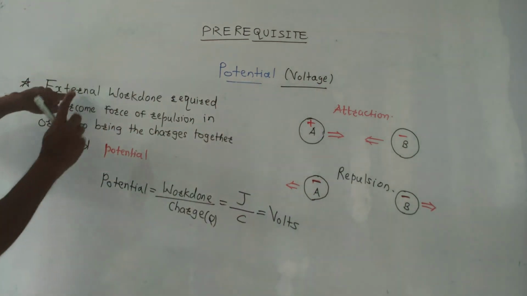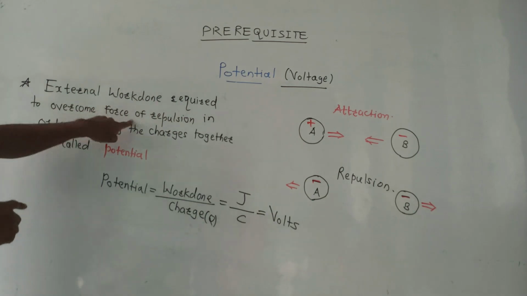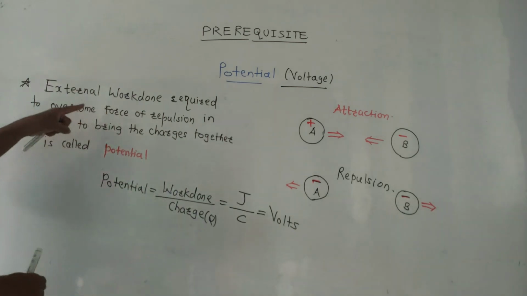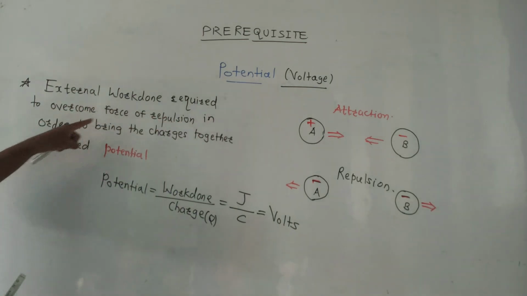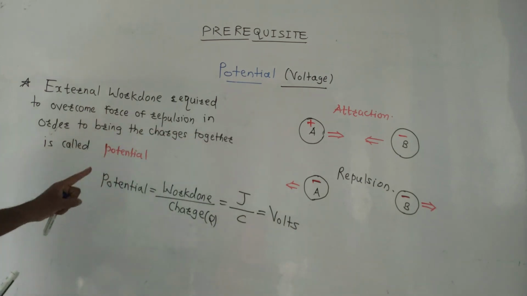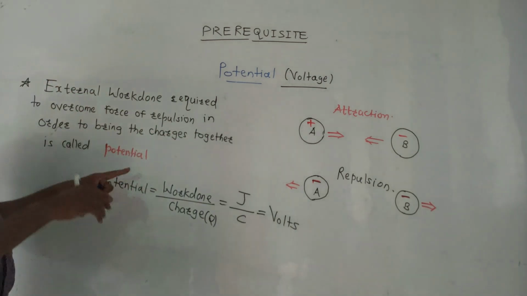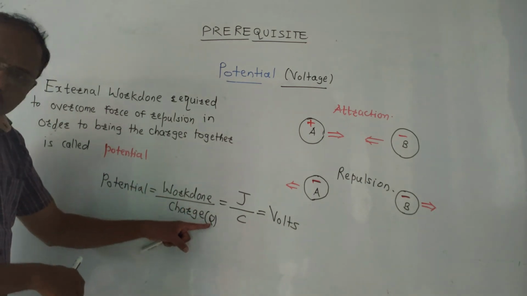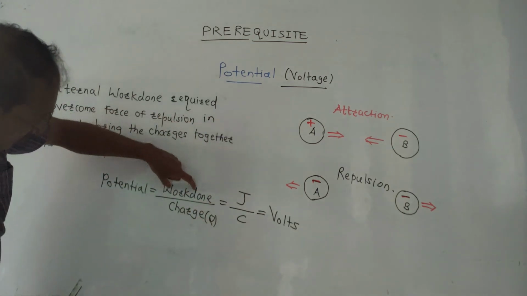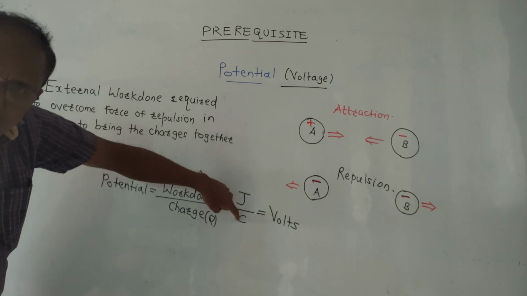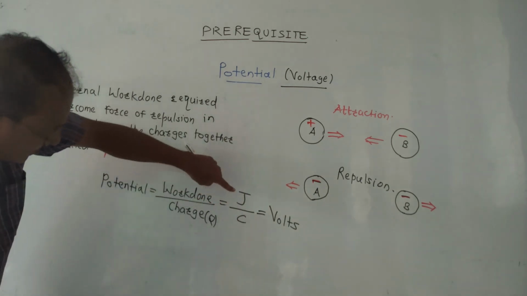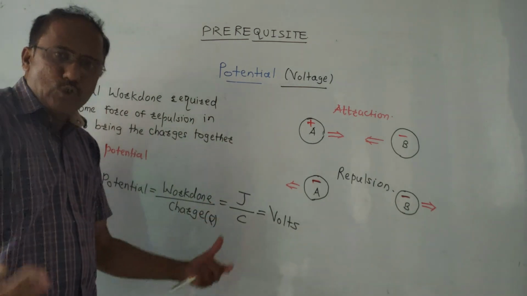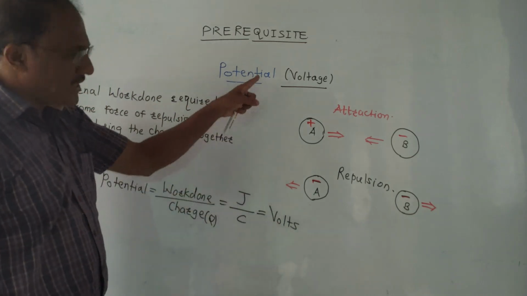How to define it? The external work done required to overcome the force of repulsion, because there was originally a force of repulsion. We need to overcome it. So to overcome the force of repulsion, in order to bring the charges together, is called potential or voltage. Mathematically, potential is expressed as work done per unit charge. Charge is denoted by Q. The unit of work done is joules. The unit of charge is coulomb. So, how to generate the unit? The unit is joules per coulomb. A simplified unit which we normally use is volts. So, potential is measured in volts.